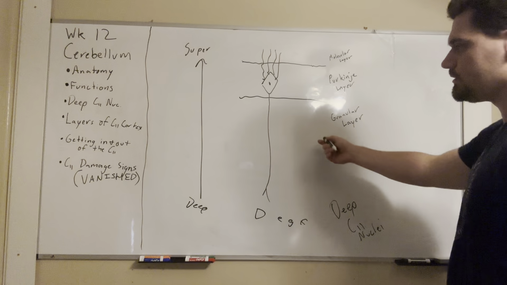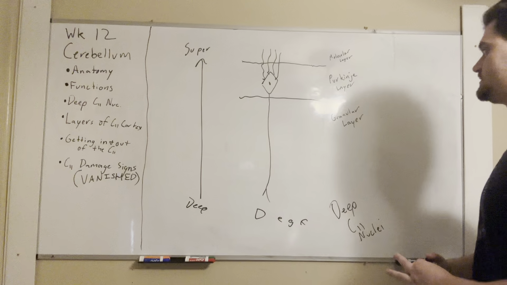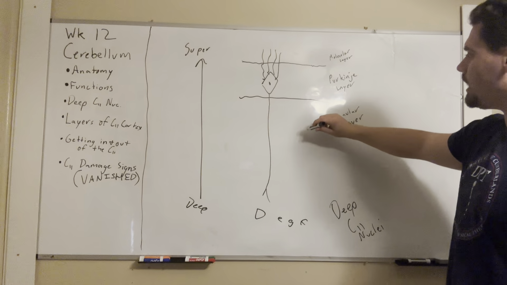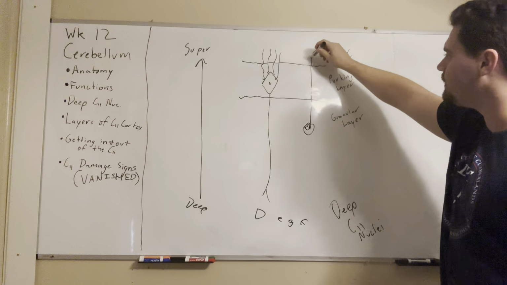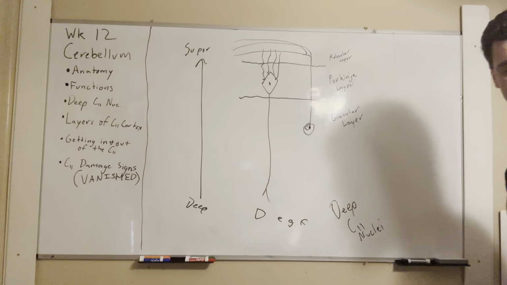And then the granular layer, what type of cells do you think are there? They're going to be your granule cells. Let's try not to make it as crazy as it could be, because you could get pretty far deep in the weeds. These granular cells are going to come up. So here's a little granular cell. It's going to come up, and then through the molecular layer, it is going to send parallel fibers.